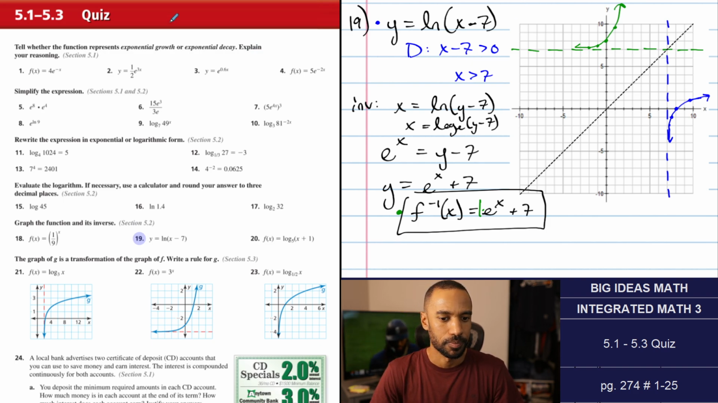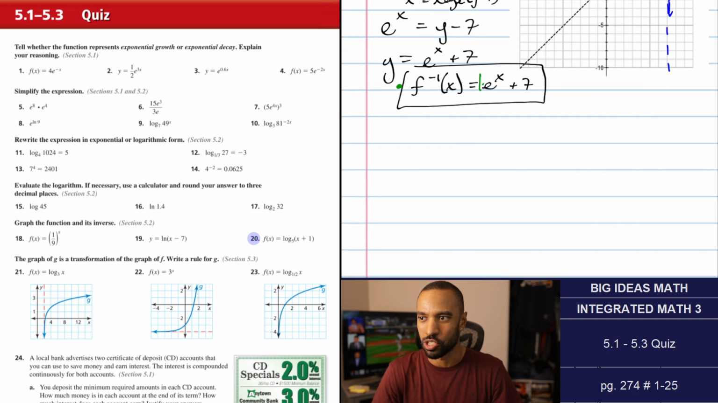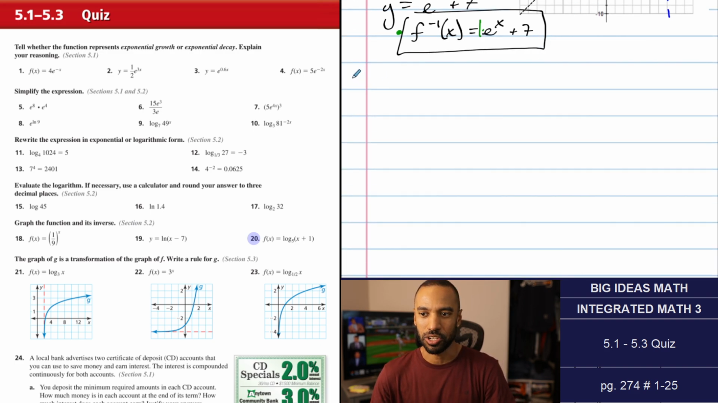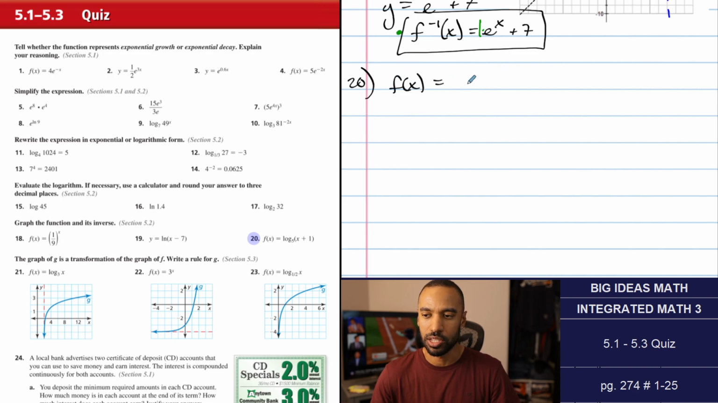Number 20. Another logarithm. Maybe a little easier to plot, but we're only going to get so many points on this one as well. Actually, less so. This is f of x. This is going to sound a little bit like a rehash of the last one, only instead of multiplying by e, we multiply by 5. Log base 5 of x plus 1. Let's start with this graph.